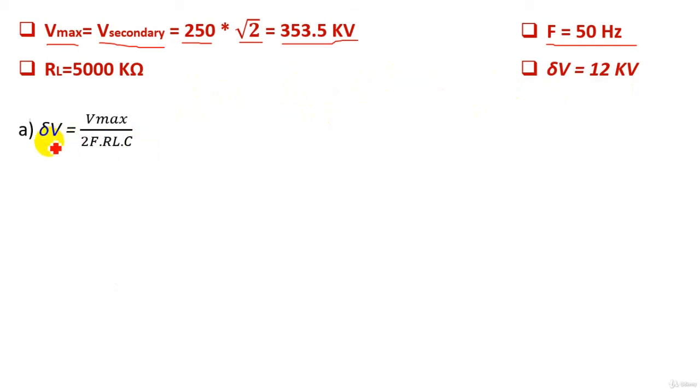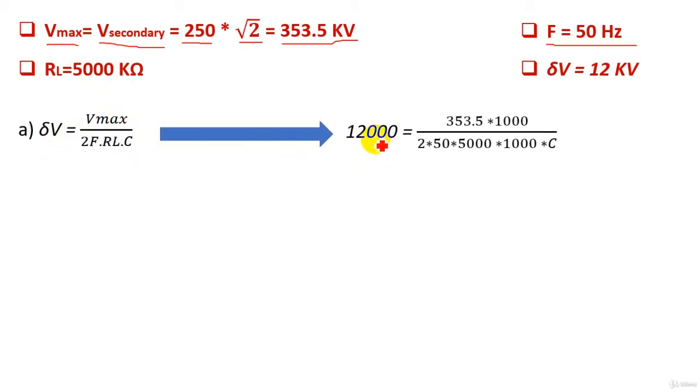We can use the equation of the ripple voltage obtained from the half-wave rectifier circuit. This equation says that the ripple voltage equals the maximum voltage, which is the maximum of the secondary of the transformer, over 2fRLC. From this equation, we know that the ripple voltage is 12 kilovolt, and the maximum voltage is 353.5 kilovolt. We multiply this value by 1000 to obtain it in volts. Also, the supply frequency is 50 Hz and the load resistance is 5000 kilo ohm.